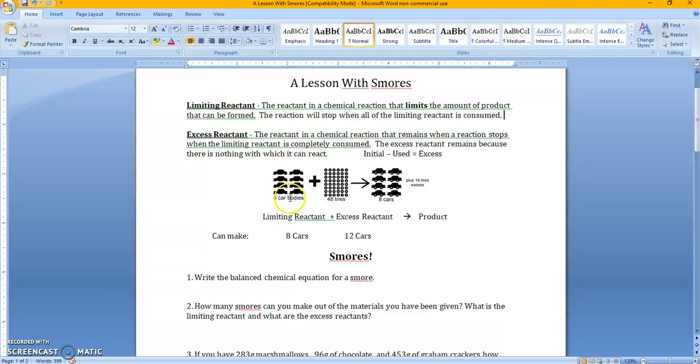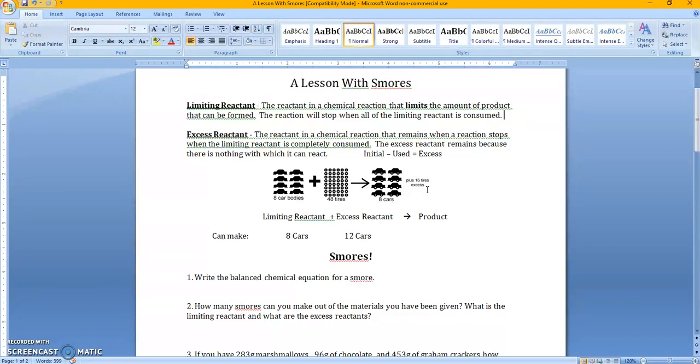So let's think of it as cars. If I have 8 car bodies and 48 tires, I can make 8 cars. But I have 16 tires left over. Well, the 16 tires can't be used because I ran out of car bodies. Alright? So my car bodies are my limiting reactant. My tires are my excess reactant because I have plenty of them. And my product are full cars.